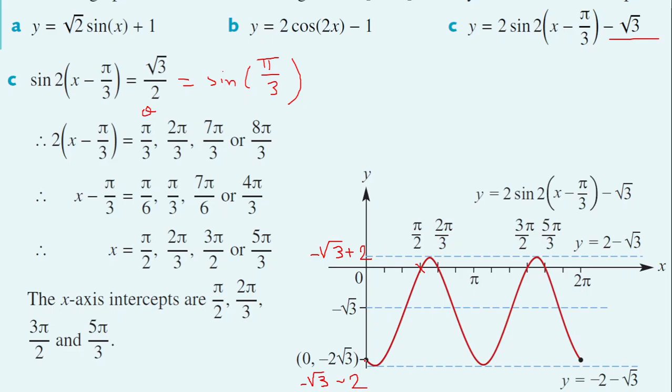Your starting point, you substitute x equals 0, and you evaluate that, and that will give you your negative 2 root 3.